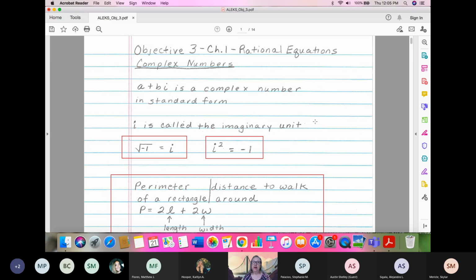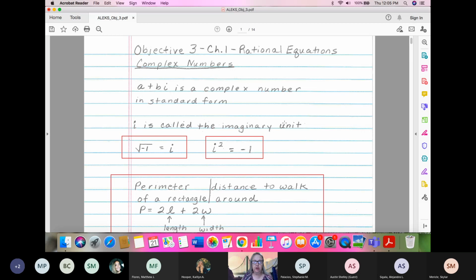I do want to say that all real numbers are complex numbers, but not all complex numbers are real numbers. So the complex number system is much more vast than the real number system. There's way more numbers in the complex number system. When we graph in the complex number system, it's much more involved than graphing in the real number system. All real numbers are complex numbers, though.